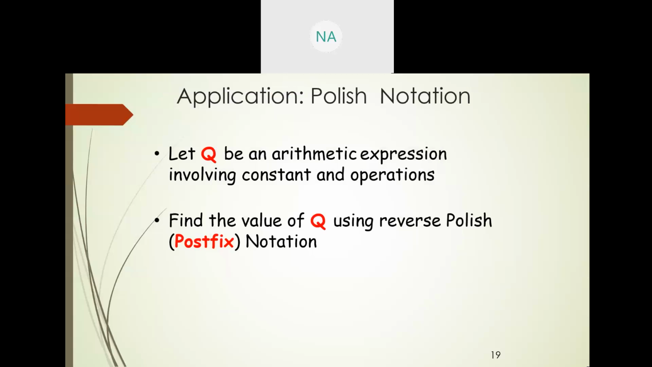So in this lecture, we will discuss an application of stack, that is the evaluation of an arithmetic expression using Polish and reverse Polish notation.